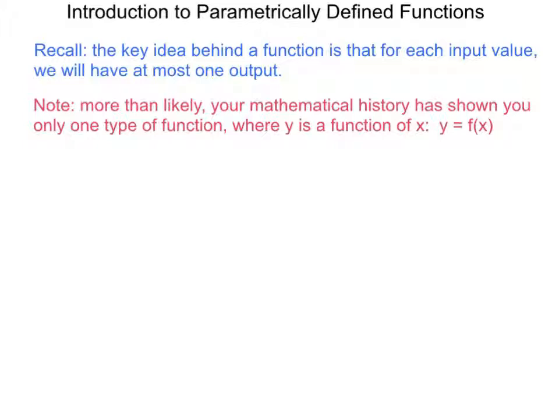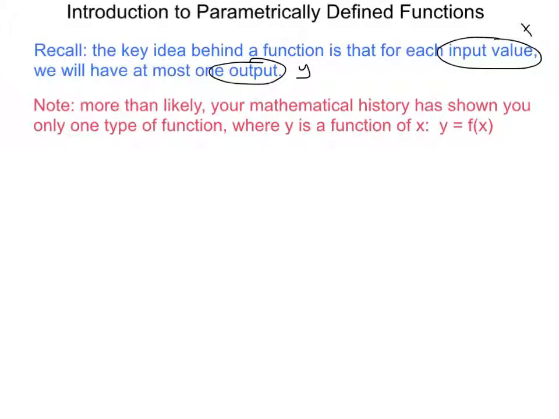So the first thing you need to recall is that the key idea behind a function is that for each input value, we will have at most one output value. And as soon as I say input value, I would bet that your brains latch onto the idea that, oh yeah, that input value is supposed to be x. And the output value, yeah, that's supposed to be y.